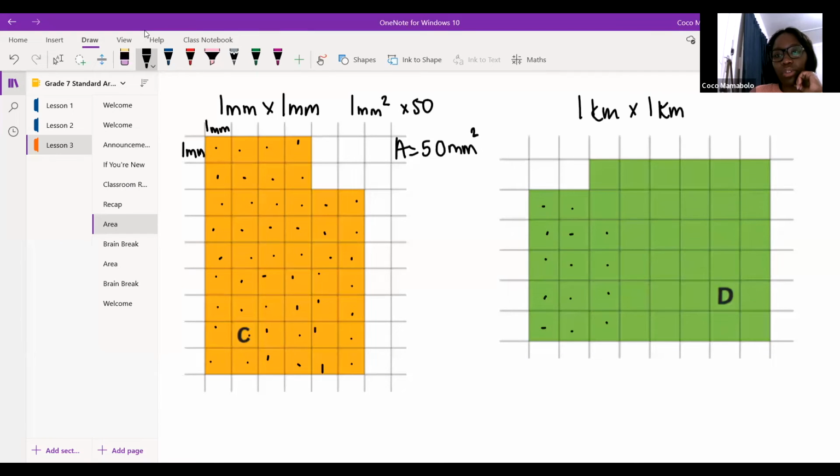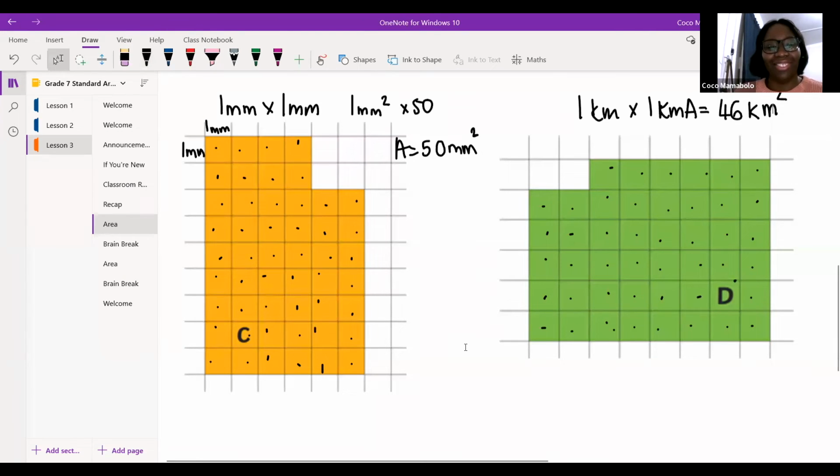10, 14, 15, 16, 17, 18, 19, 20, 21, 22, 23, 24, 25, 26, 27, 28, 29, 30, 31, 32, 33, 34, 35, 36, 37, 39, 40, 41, 42, 43, 44, 45, 46. I got 46. I don't know about anyone else. Same. Yeah, 46 kilometers. Area is equal to 46 kilometers squared. It comes with age, counting fast. Okay, good. My area is 46 kilometers squared. Thumbs up, thumbs down. Are we good?